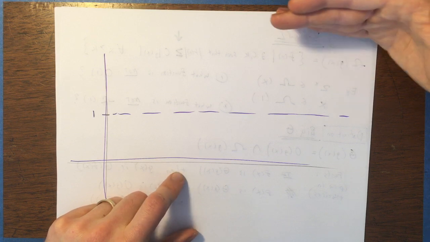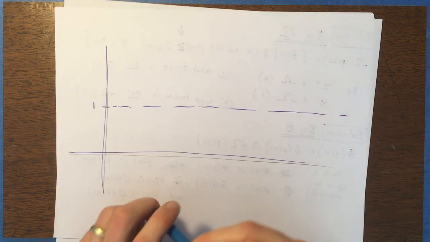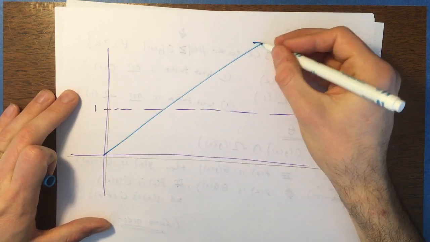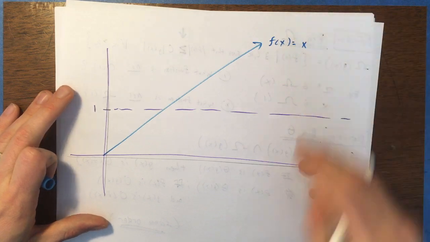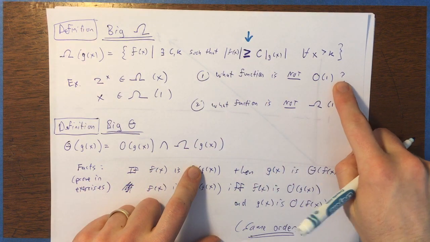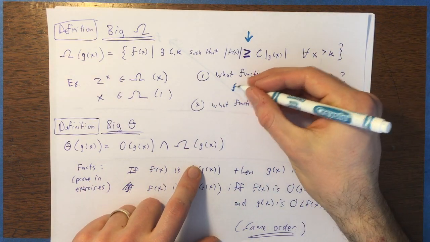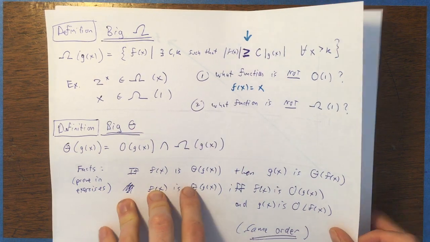So what you need for something that is not big O of 1 is any function that grows without bound. An easy example of that would be f of x equals x. So we could say as our answer here, what function is not big O of 1? Well, f of x equals x is an example of something that grows without bound.